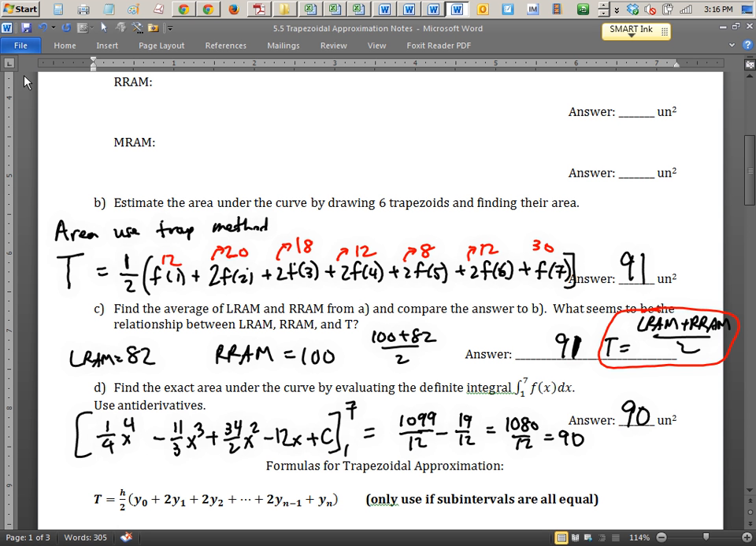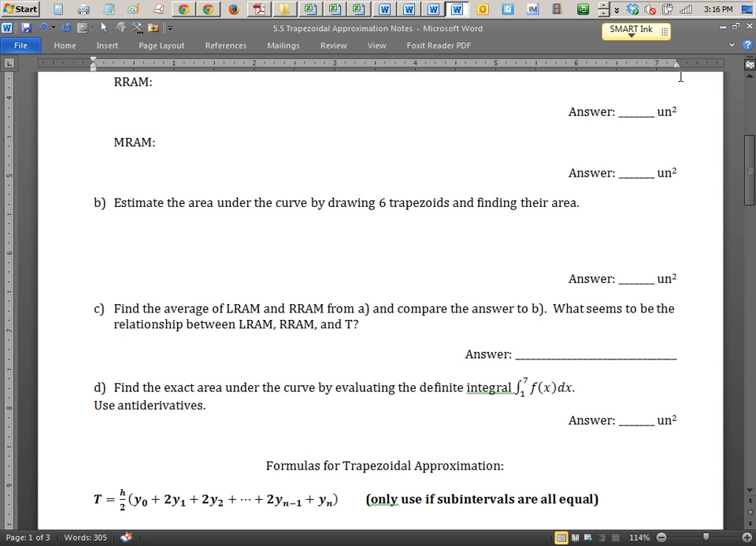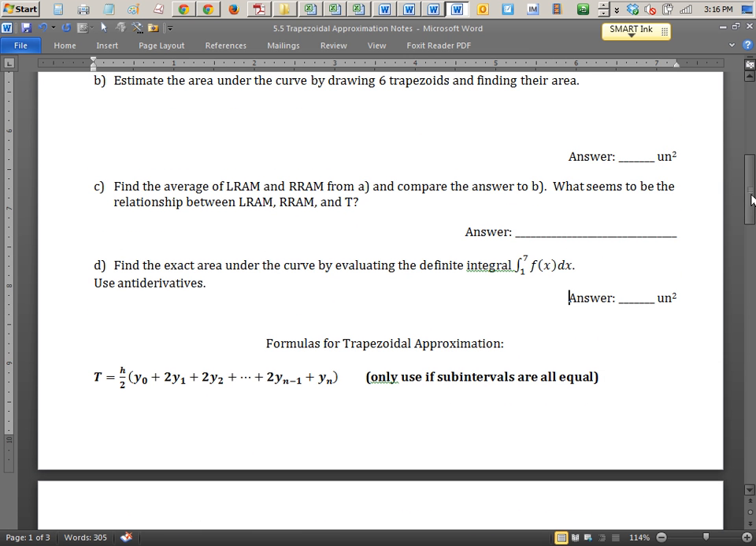And so I tried to put some formulas down at the bottom here for you. You really don't need formulas. You need to understand how to construct the trapezoids, and how to add up their areas. But if you need a formula, this one right here is good when all your h's are the same, so every single subinterval is 1, like I was having, or maybe they're h a half. That's your h out front, and that factors out.